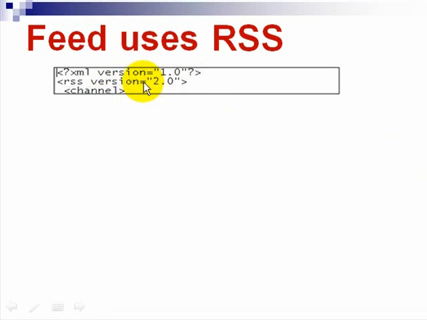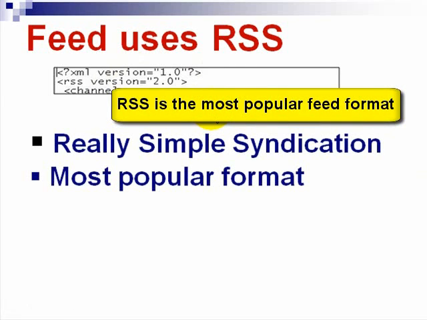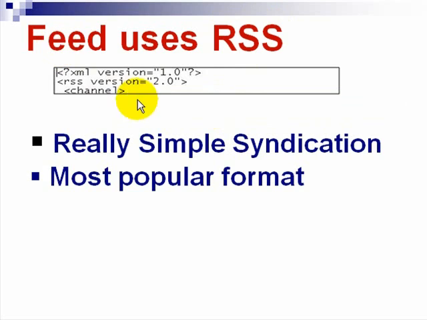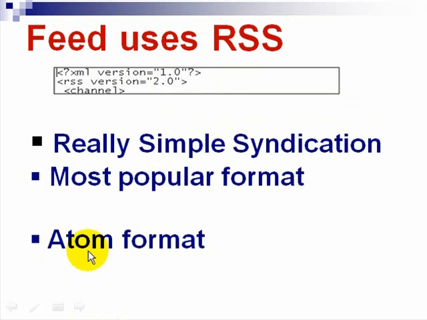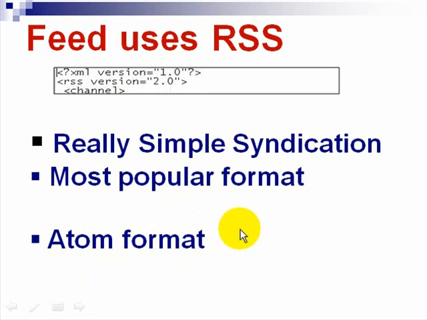Now this feed is using RSS. RSS stands for Really Simple Syndication, and it has other meanings from its beginning. This is the most popular format that we are using for a feed today, and you will commonly hear the term RSS and feed used interchangeably, although technically they are not the same. The Atom format is another format which would also use XML for writing a feed. And it is becoming more popular, although RSS version 2 is the most popular to date.